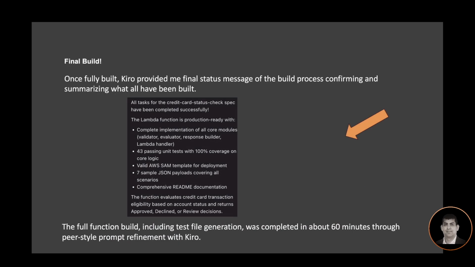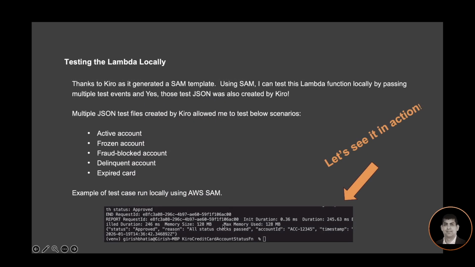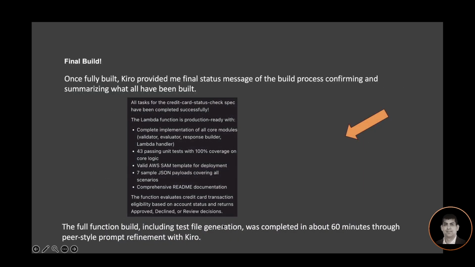And then the final build, like once fully built, Kiro provided me a final status message of the build process, confirming and summarizing what all has been built. And as you can see, it's giving me a full summary of what it has built, and it's coming directly from Kiro. The full function build, including test file generation, was completed in about 60 minutes through peer-style prompt refinement with Kiro. So in 1 hour, 60 minutes, I had a fully functional Lambda function that I can integrate in my workflow.